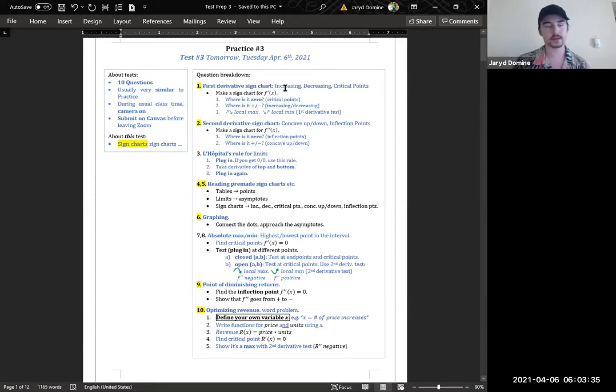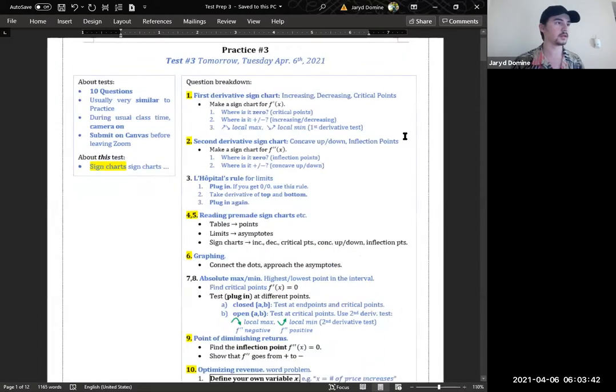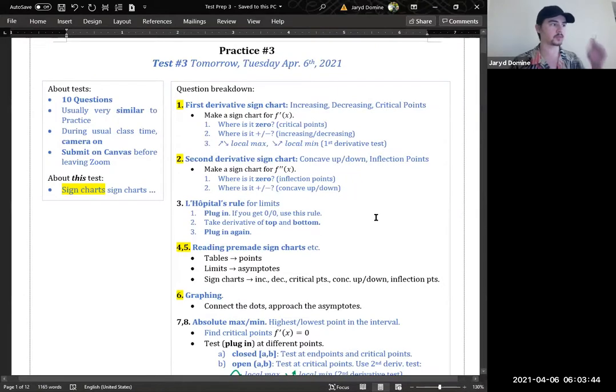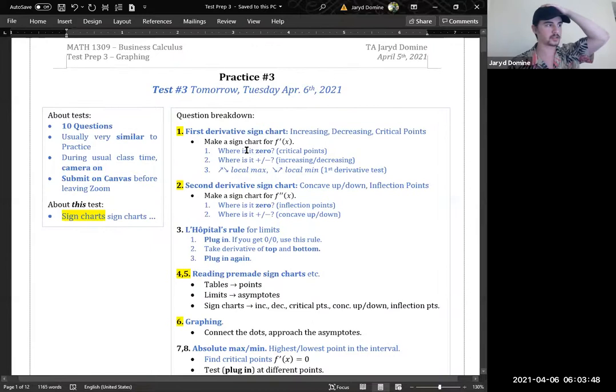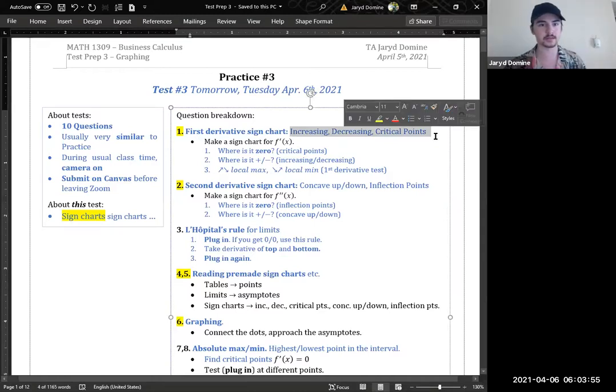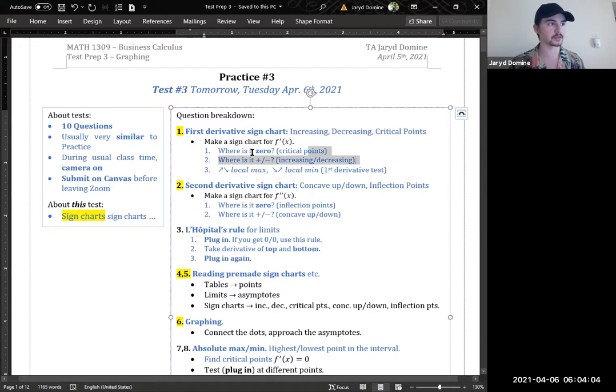Okay, so as before, I have the question breakdown for all 10 questions. I'm just going to go through that really quick. Questions 1 and 2 involve sign charts specifically. Question 1 is a first derivative sign chart. What it's asking you about is increasing, decreasing, and critical points. These all have to do with the first derivative. So you make a sign chart, and then you read off the intervals, and that's how you answer the question.